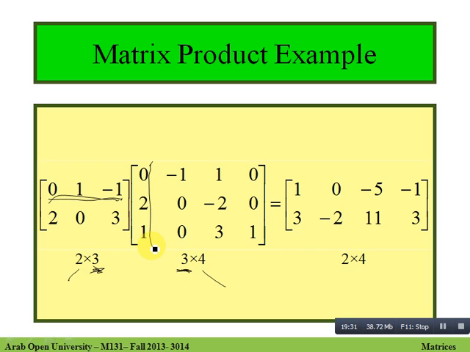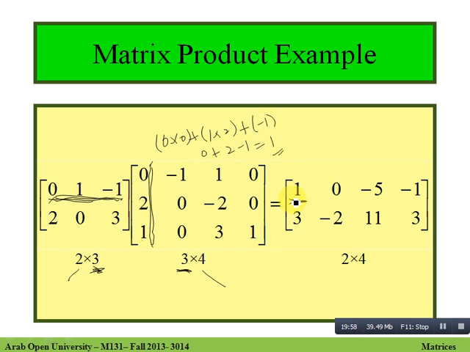So here, for example, let us take this one. First we multiply first row, first column to get the first element. So it is 0 into 0, 0, plus 1 into 2, 2, plus minus 1 into minus 1, it is 1. So you add all this, it is 0 plus 2 plus 1, it is 3. So the first element is 1.